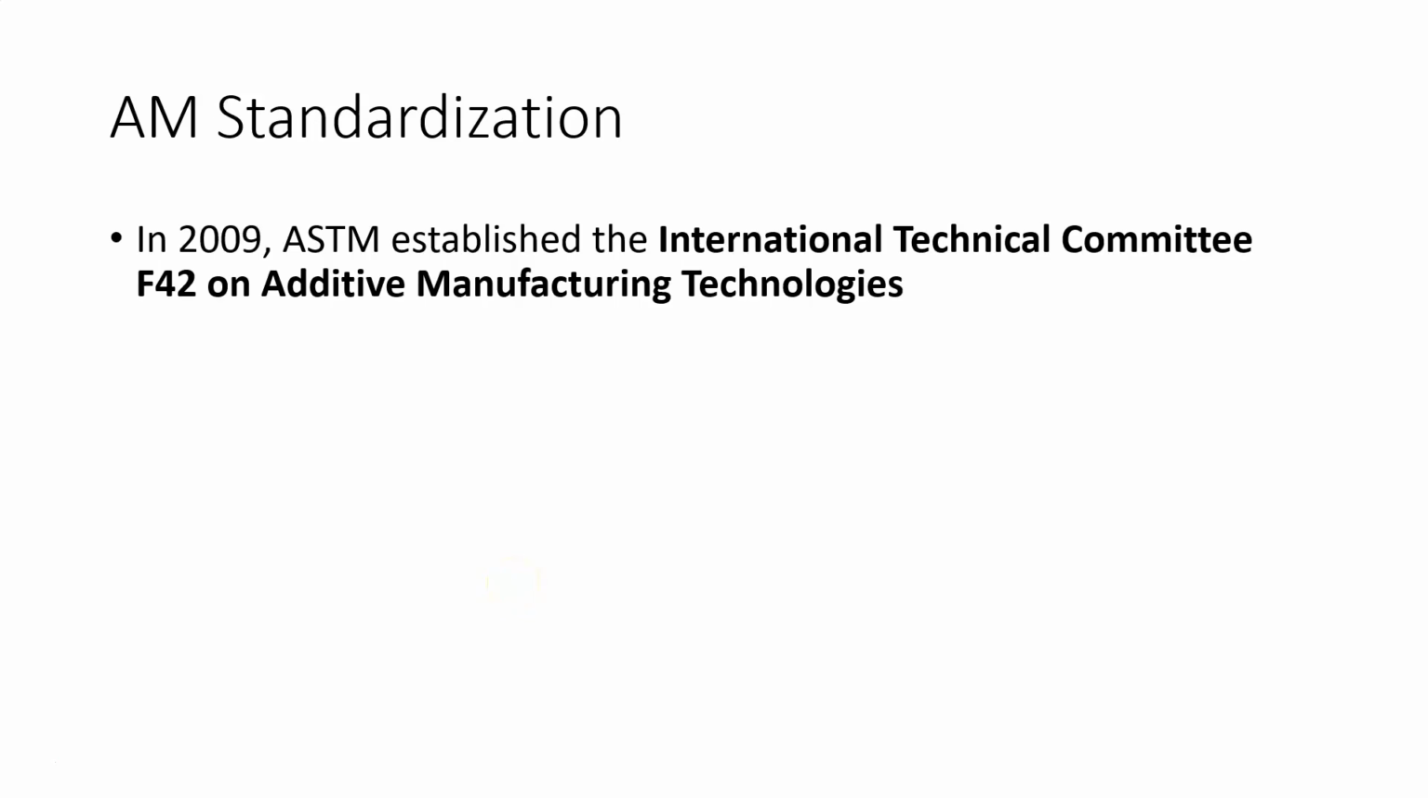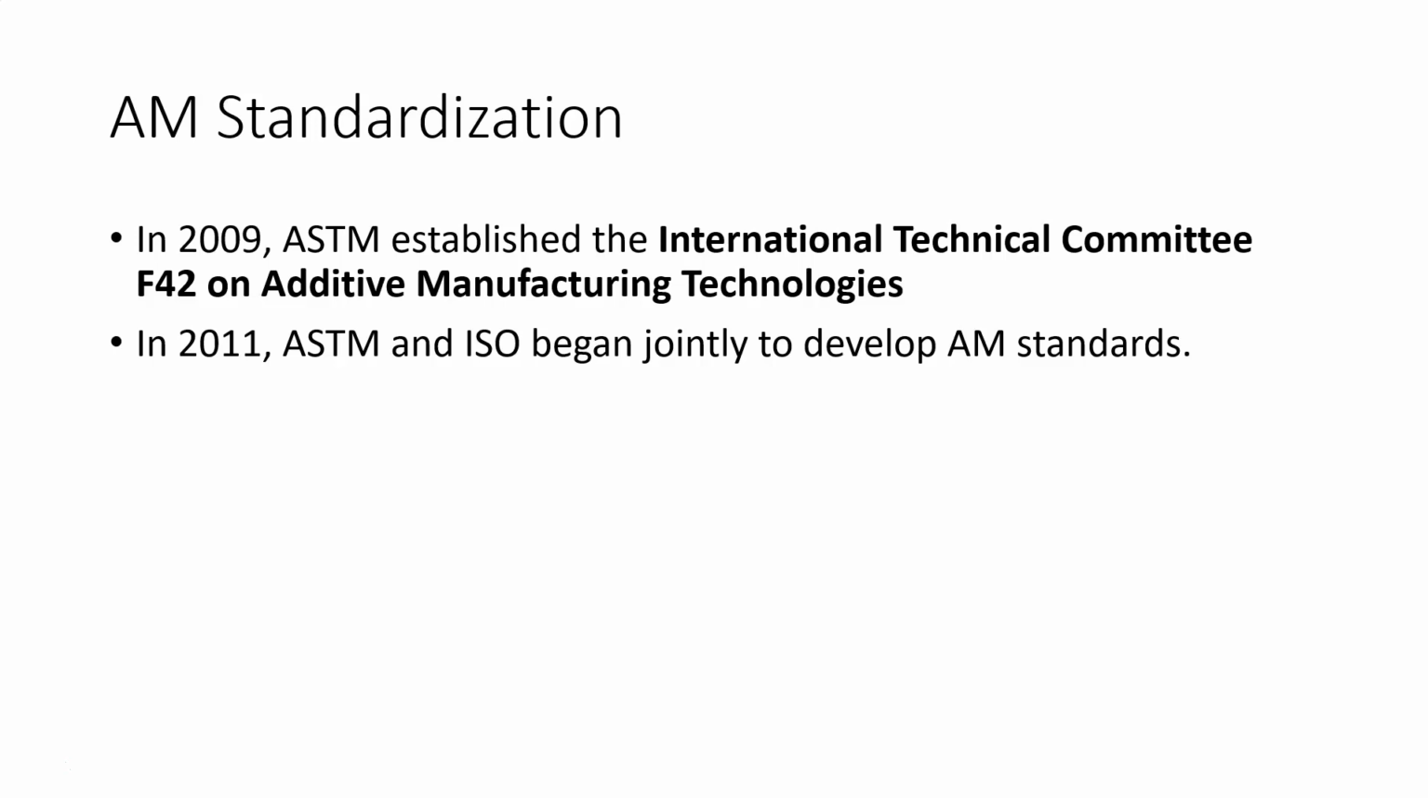Before we do that, though, let's take a step back and try to understand the additive manufacturing standardization process. Dating back to 2009 and before that time, there's been a push to standardize much of the technology and processes associated with additive manufacturing and 3D printing. So in 2009, the ASTM established the International Technical Committee, known as F42, on additive manufacturing technologies. Two years later, ASTM and the ISO began jointly to develop an additive manufacturing standard.